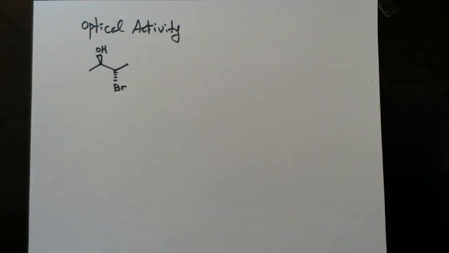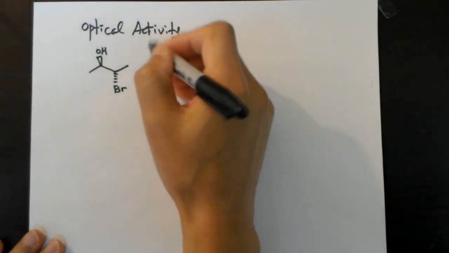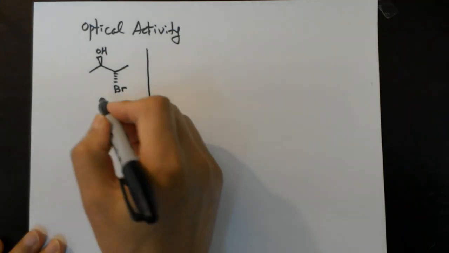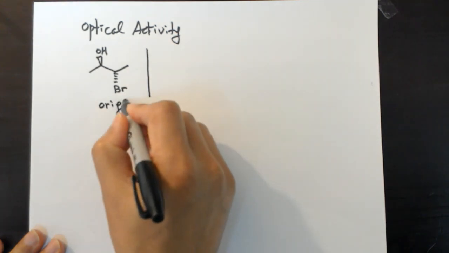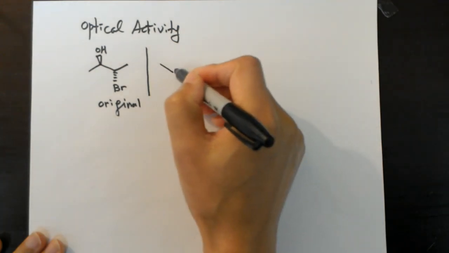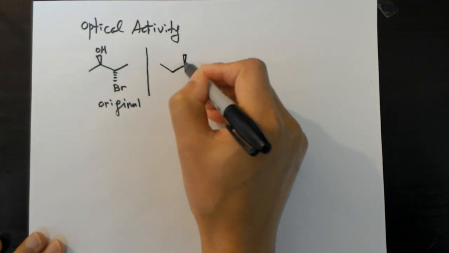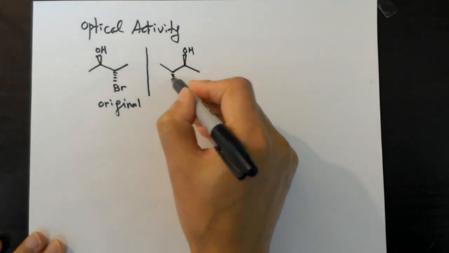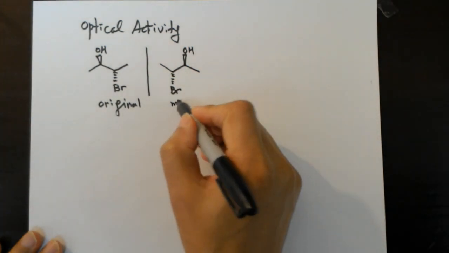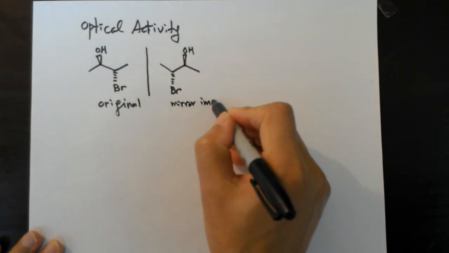By definition, a chiral molecule is a molecule whose mirror image is not superimposable on the original one. So if you want to know whether this original molecule is chiral or not, you have to imagine a mirror image molecule. So let's try. Again, you can pause if you want to practice drawing the mirror image.